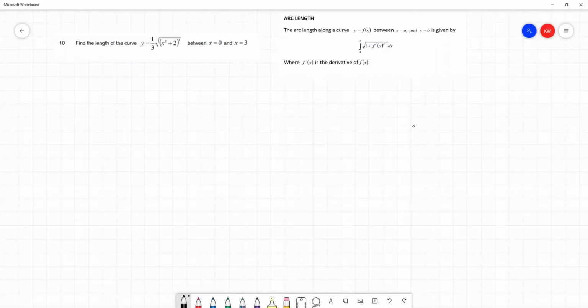This is question 10 from Worksheet 10 from the second learning outcome on integration from Math for Engineering 3. In this question, we're looking at an application of integration style question, finding the length of a curve. And we're given a formula for doing this in the formula sheet for the unit, and it relies on us finding the derivative of the formula for the curve that we're finding the length of.